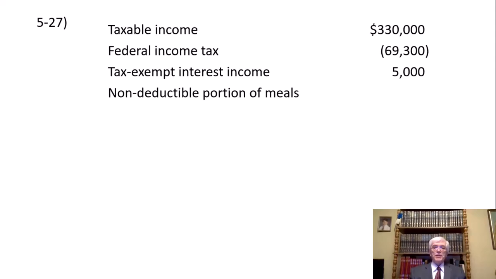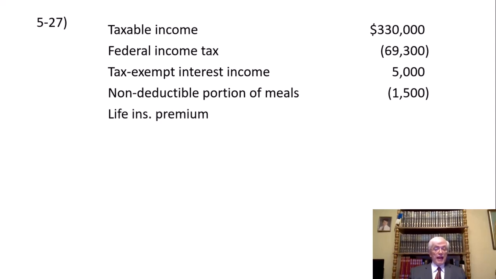The non-deductible portion of meals. They deducted half of the meals, as we usually do. Total meals, they said, was $3,000. And so the half that we couldn't deduct, we will subtract here. Non-deductible expense, but it is a subtraction for earnings and profits.